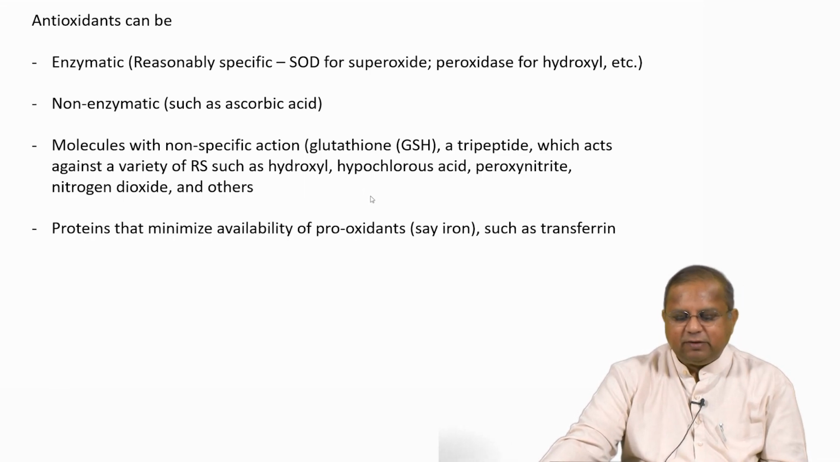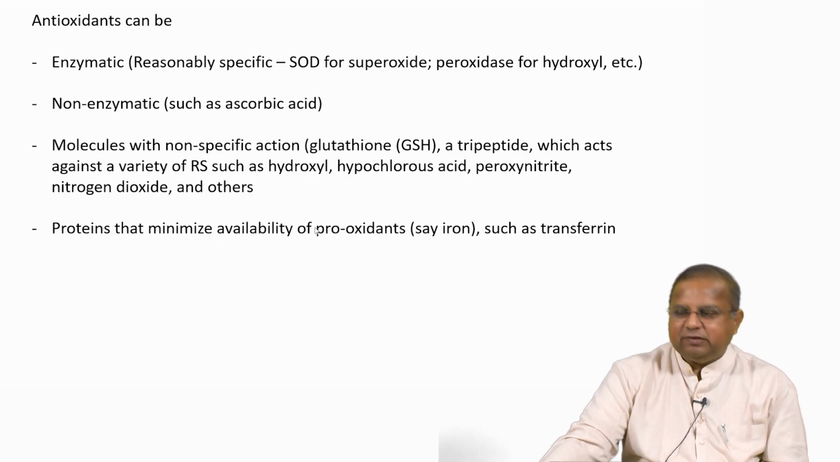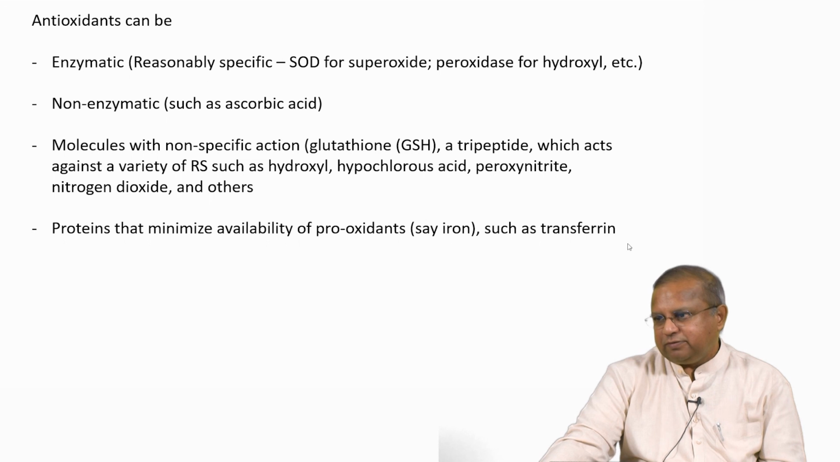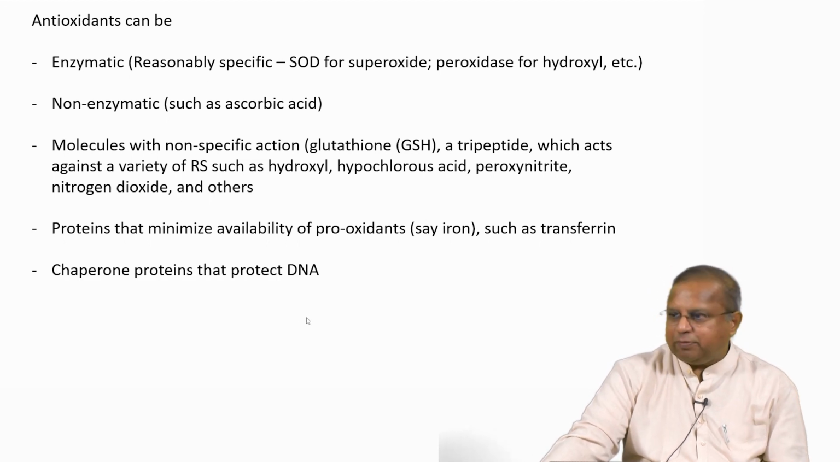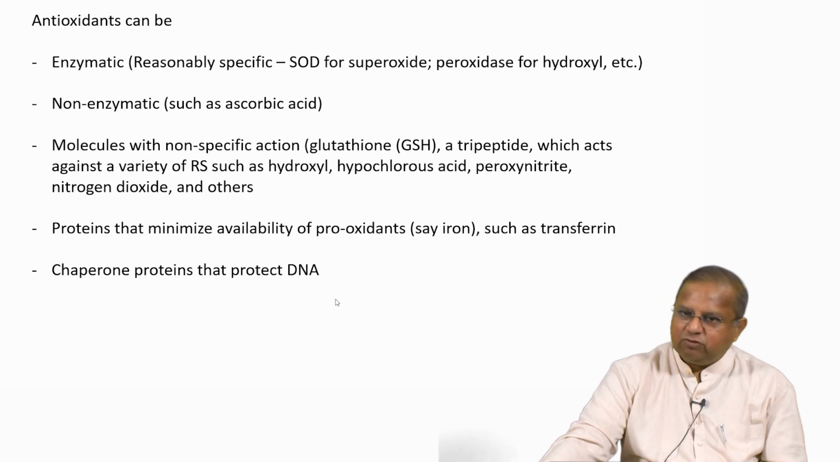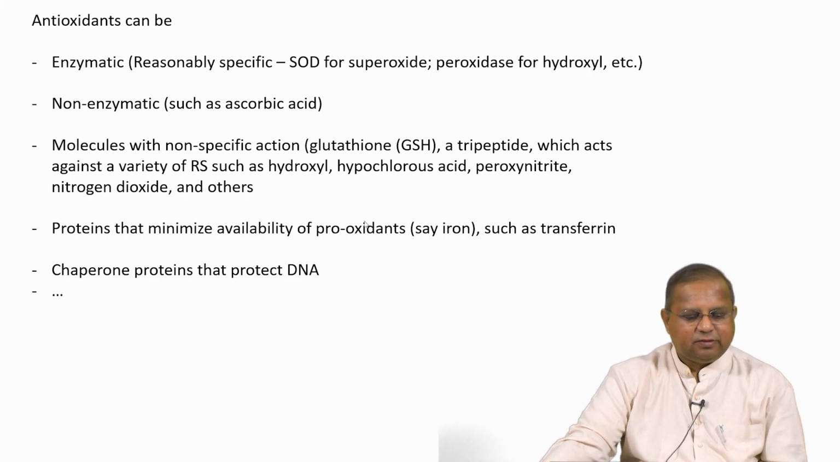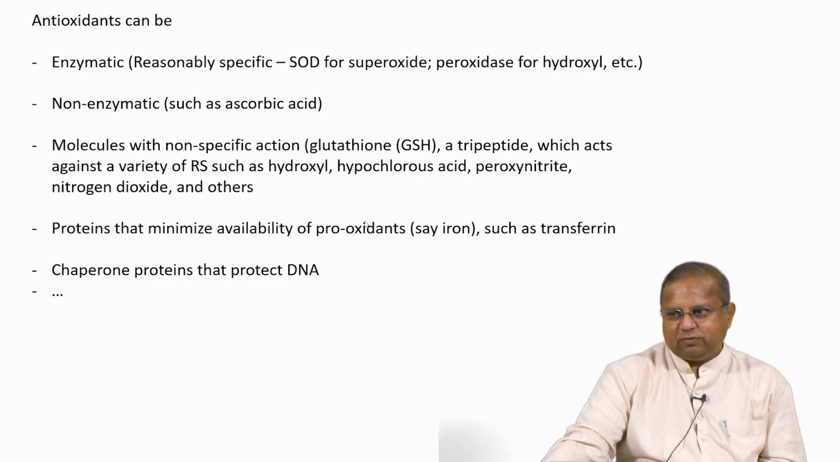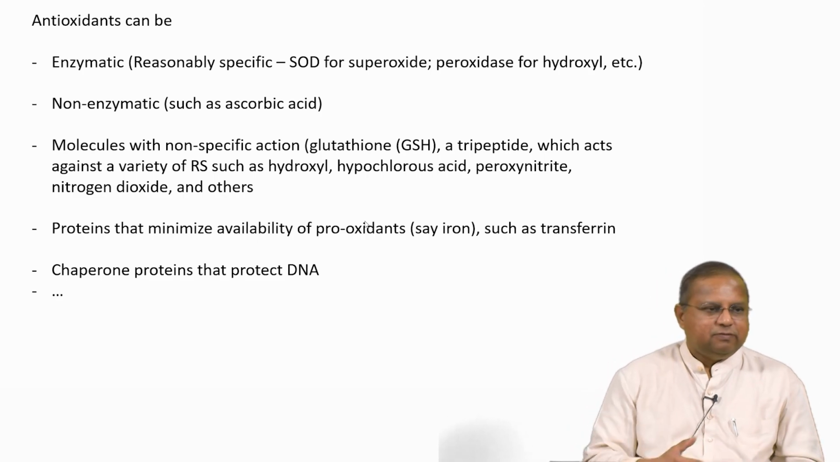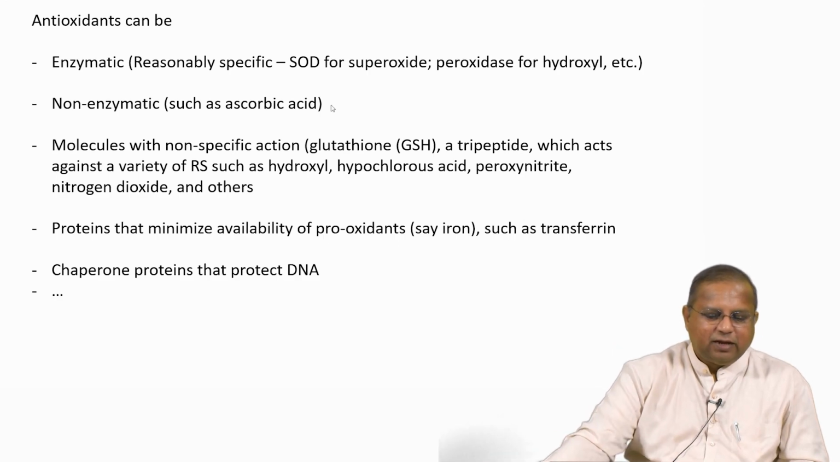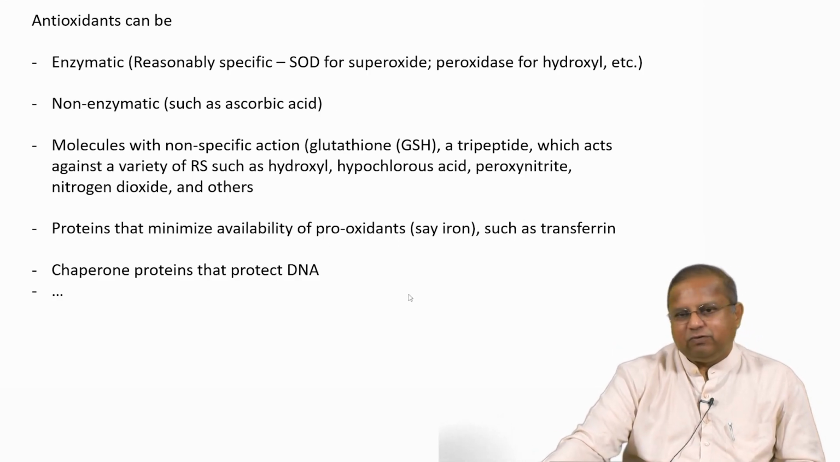There could be proteins that minimize the availability of pro-oxidants such as iron. Iron is a pro-oxidant. Proteins that minimize availability of iron include transferrin and others. There could be even chaperone proteins that protect the DNA, those are also considered antioxidants, and so on. So, expect the definition to become more and more comprehensive with time. At the current state, this gives you an idea of what an antioxidant is.